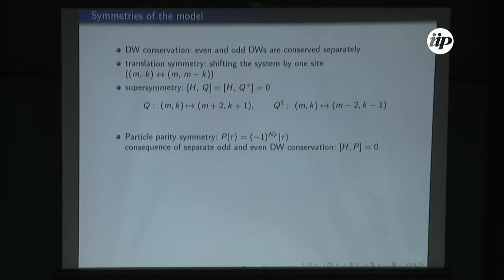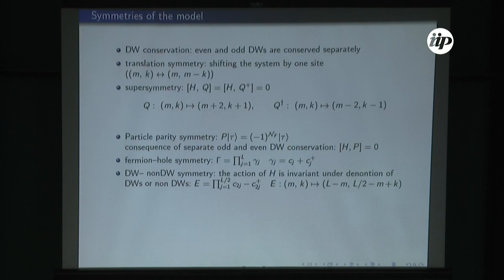There is a particle parity symmetry on the level of fermions. There is the fermion-wall symmetry, so this is how I built up the model, so this is not so surprising. We can introduce this gamma, which exchanges the role of all the walls and the fermions, and the Hamiltonian commutes with this gamma. There is a non-domain wall symmetry. Maybe that's also very simple to see.